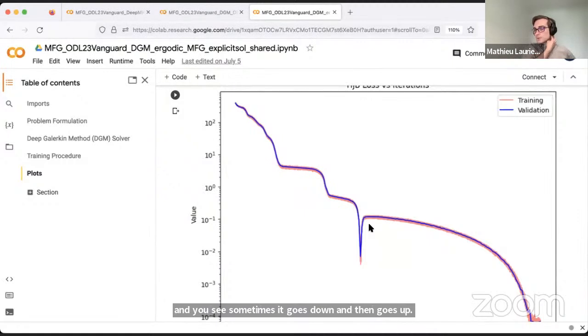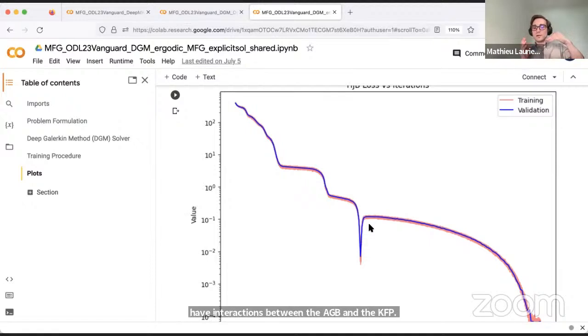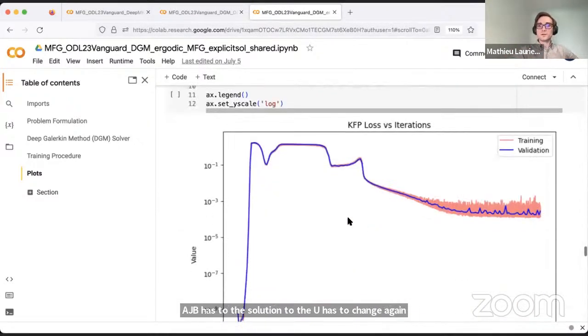Sometimes it happens even in standard deep learning, but here it happens even more because you have interactions between the HJB and the KFP. So sometimes the HJB has learned what it believes to be a good solution for the current M, but then M changes, and so the HJB loss increases, and then the solution for U has to change again, right? So there is really some non-monotone evolution for the KFP as well here. It's even more non-monotone, right?